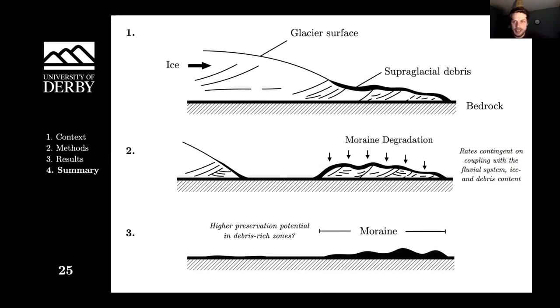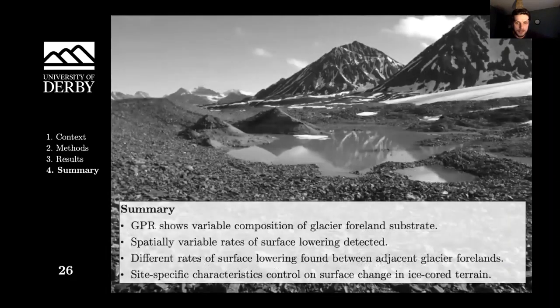We've got our glacier here, nice conceptual diagram, moraine degradation occurring, with the rates being contingent on coupling with the fluvial system, but also contingent on the ice and debris content and the thickness of that overlying debris content, with the question whether higher preservation potential will be likely in areas that are debris rich. This study highlights the value of combining different approaches for understanding land surface evolution, combining that raster differencing and geophysical approach. And we highlight that site-specific and local characteristics control the surface change on ice-cored terrain in the high Arctic.